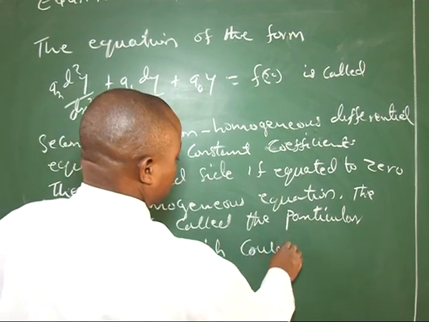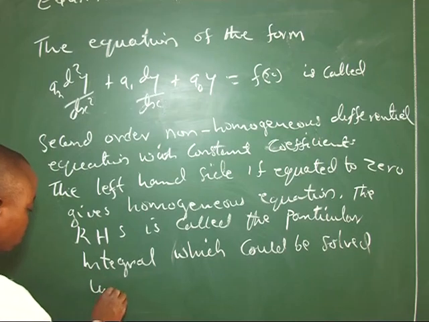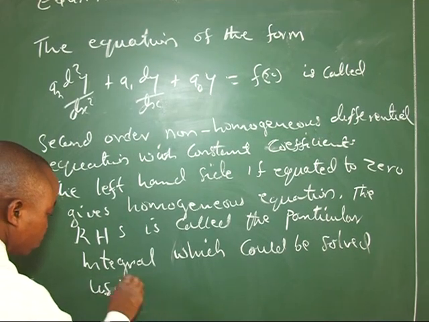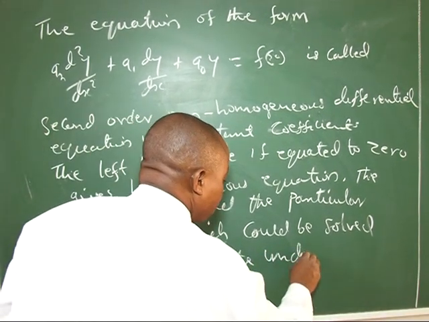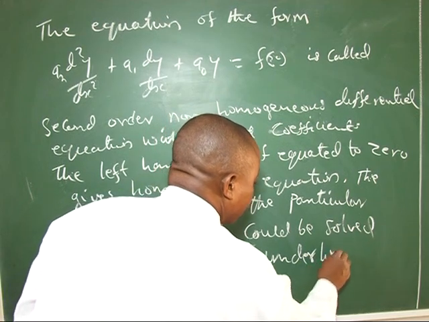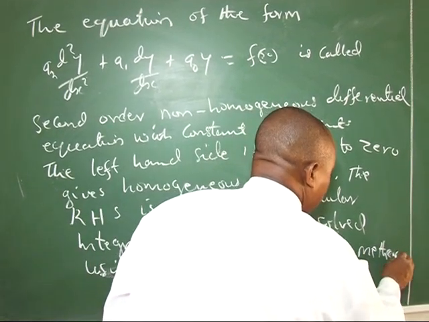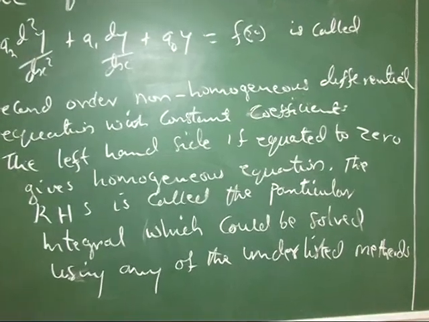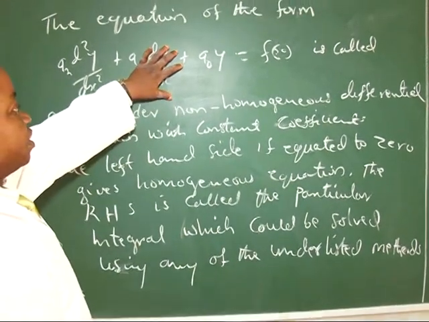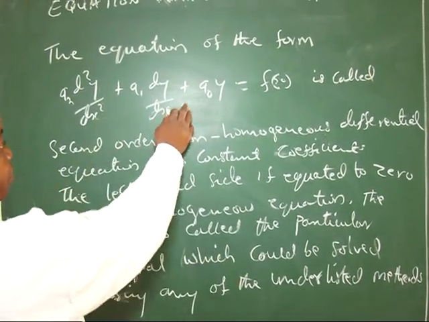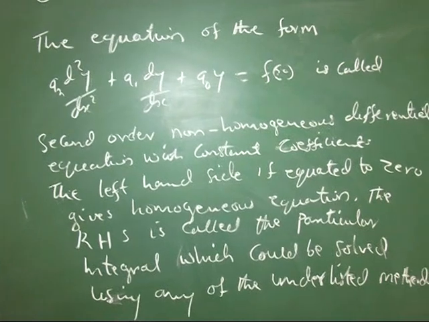Which could be solved using any of the underlisted methods. I'm talking about the right hand side. You see, we solve this side as usual. We know how we solve this side. Then this side, which is the particular integral, we can solve it by any of these methods.